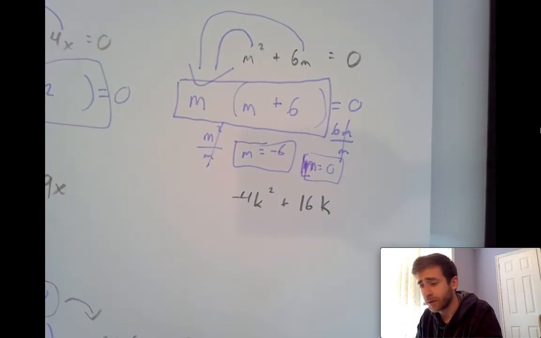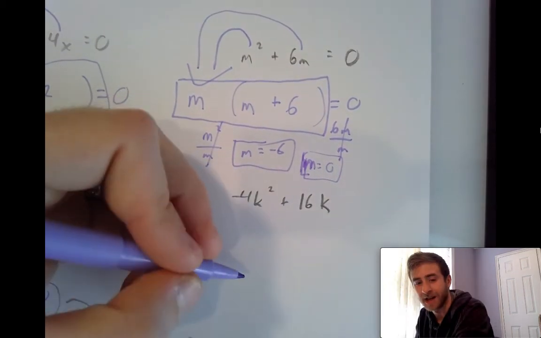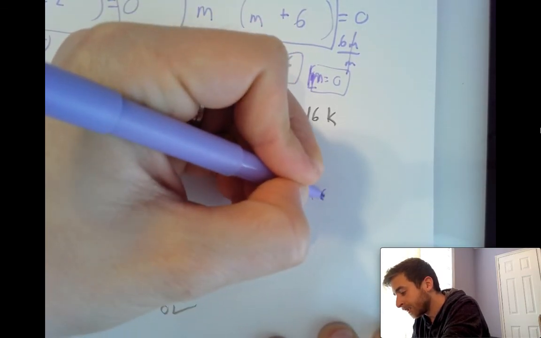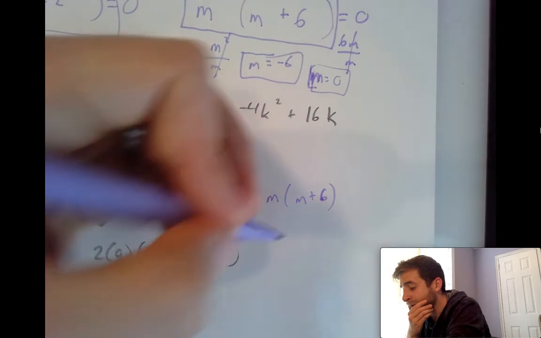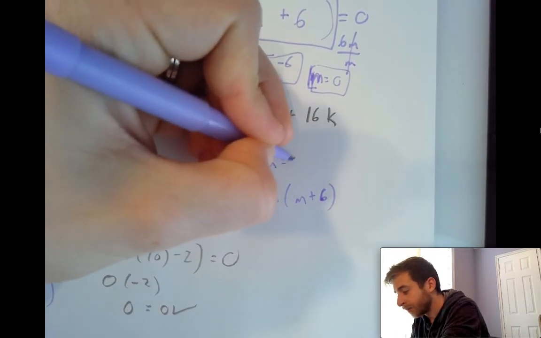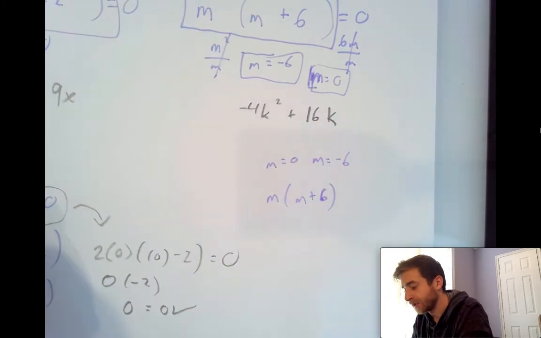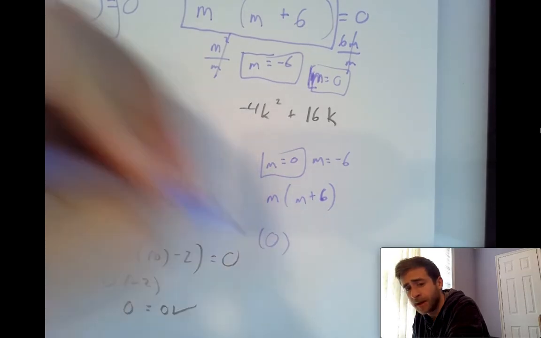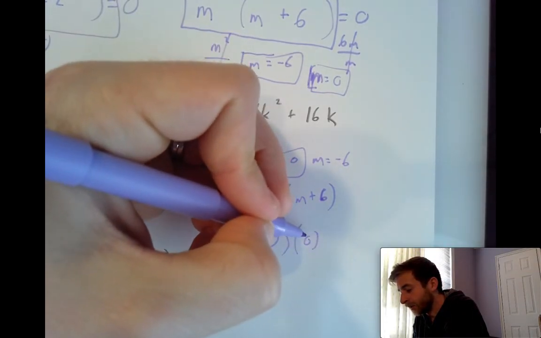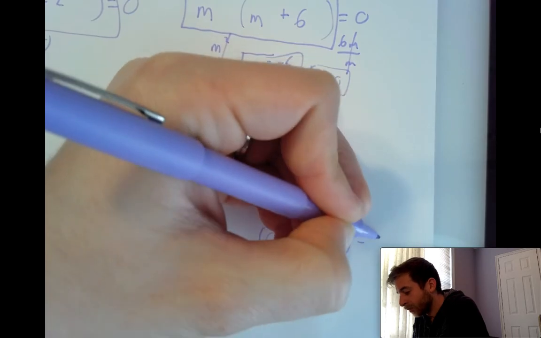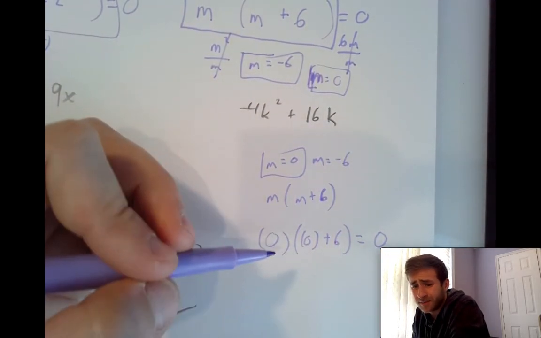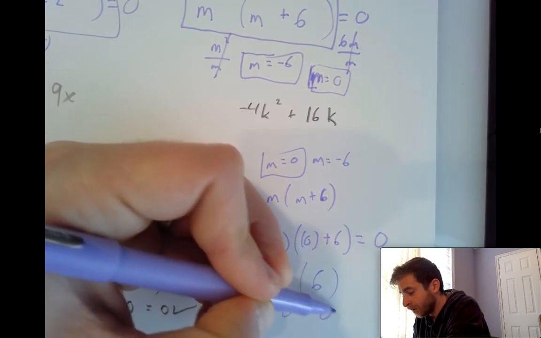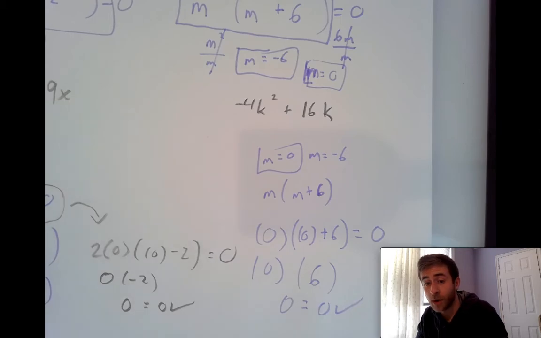So let's check it. I'm going to have to rewrite these other ones because I'm taking up all the space on the bottom over here. So we've got m times m plus 6. We know the answers are m equals 0 and m equals negative 6. If I try plugging in m equals 0, I'm going to have a 0 here, and a 0 here, plus 6 equals 0. 0 plus 6 is just 6, but then 0 times 6 makes 0, which makes it our solution. And that way we know that it works.